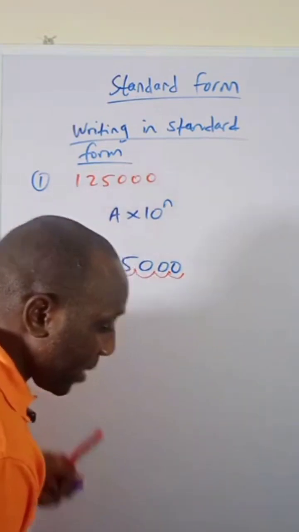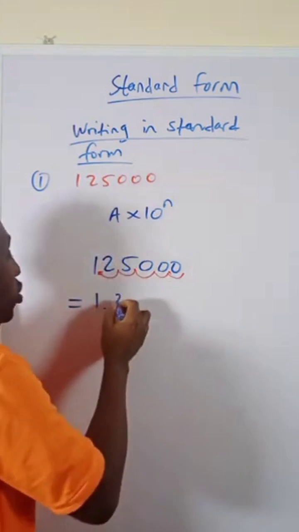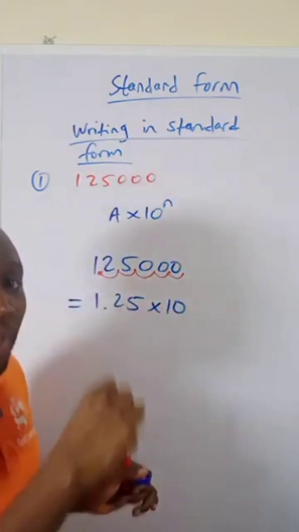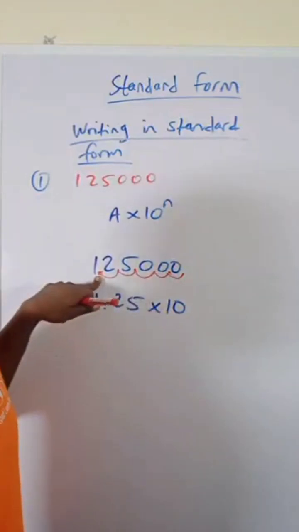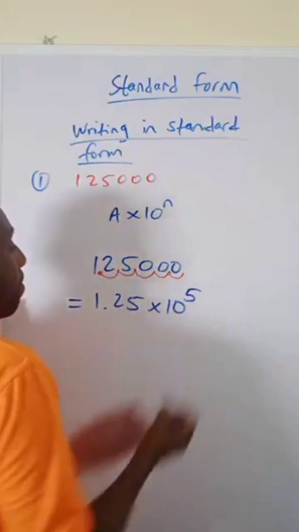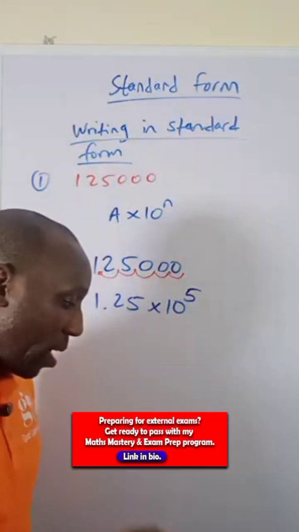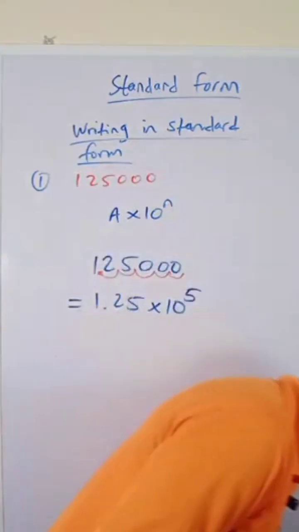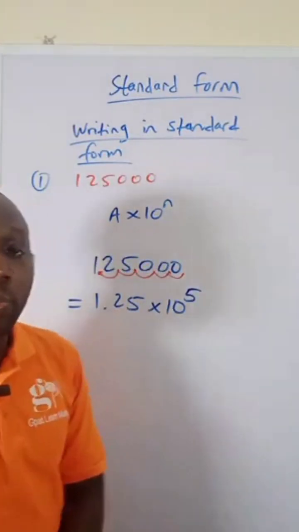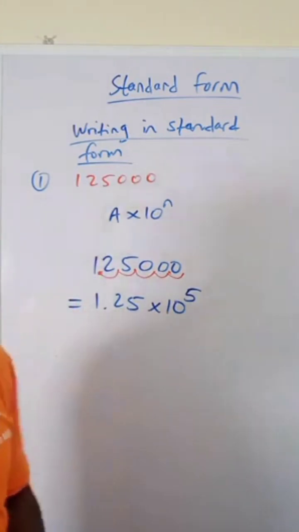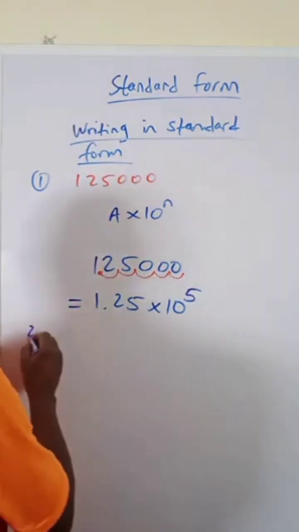So writing this number in standard form is going to be what? 1.25 times 10 raised to the power of the number of movements we made to this point, and that's 5. So this is now written in standard form. I hope this makes sense. So 1.25 times 10 raised to the power of 5 is this number written in standard form. Okay, good. So let's look at another example.